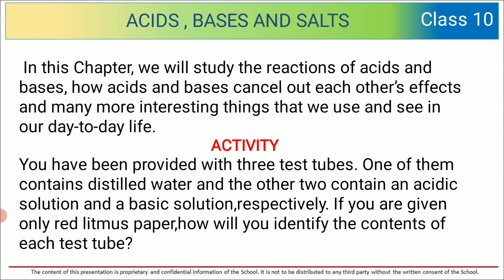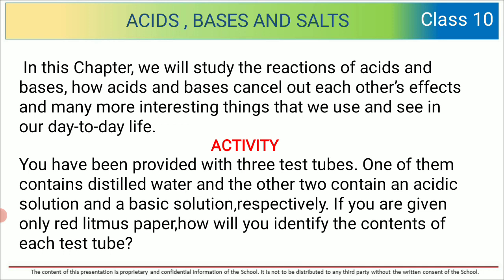You have been provided with 3 test tubes. One of them contains distilled water and the other 2 contain acidic solution and basic solution respectively. So in the 3 test tubes, in the first test tube there is distilled water, in the second test tube there is acidic solution, and in the third you will find that there is basic solution. If you are given only red litmus paper, how will you identify the contents of each test tube?